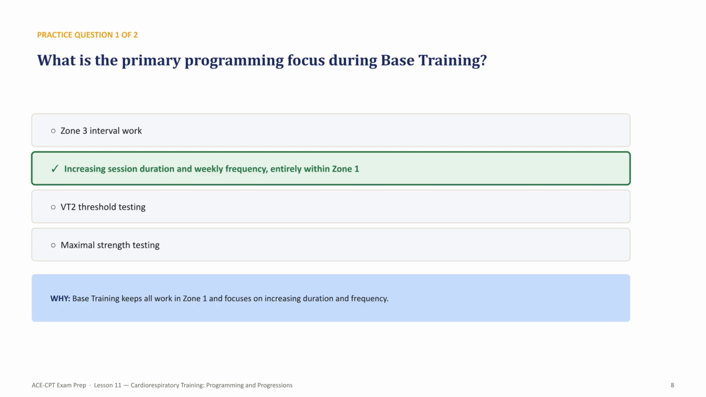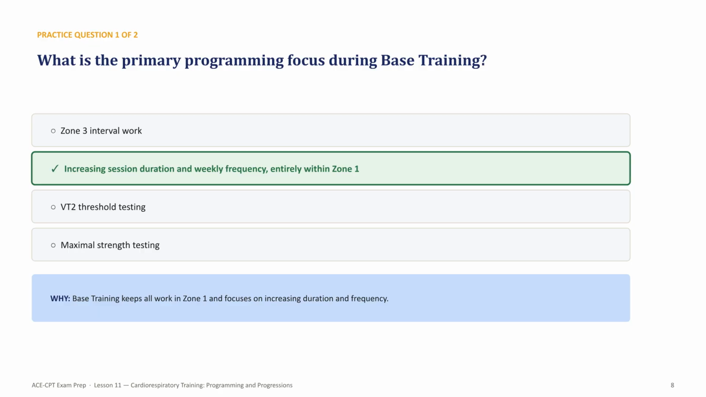Let's test this with a practice question. What is the primary programming focus during base training? Here are your options. Option 1, Zone 3 interval work. Option 2, increasing session duration and weekly frequency, entirely within Zone 1. Option 3, VT2 testing. Option 4, maximal strength testing. Take a moment to think it through.